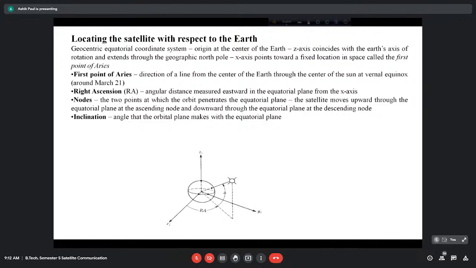So as a user, when you are trying to receive the signal at a point on the surface of the Earth, you have to know the direction towards which your receiving antenna should be pointed. For that, it is important to know the location of the satellite with respect to your location or with respect to a standard coordinate system. The most common and standard coordinate system used in satellite communication is known as the geocentric equatorial coordinate system.